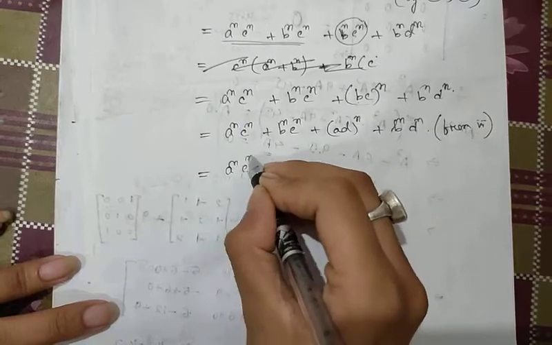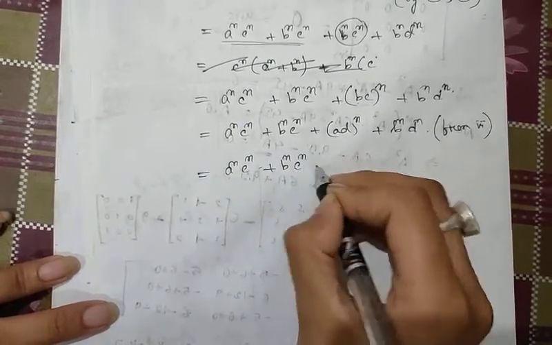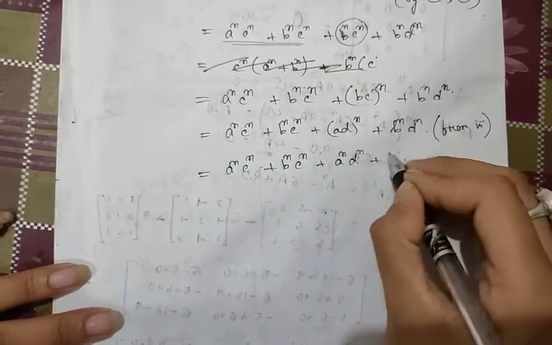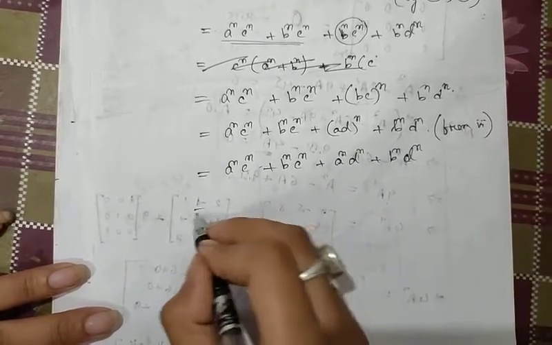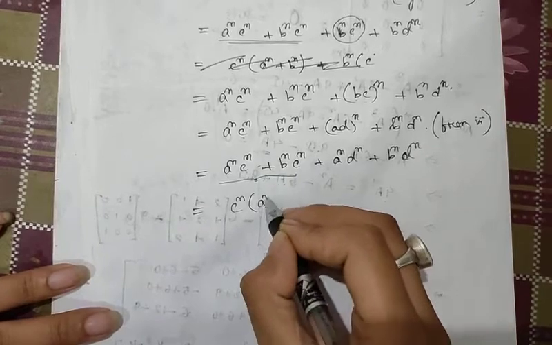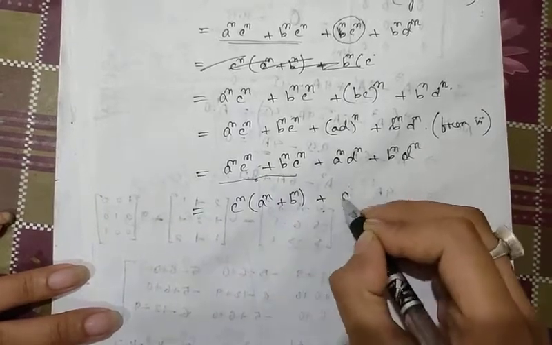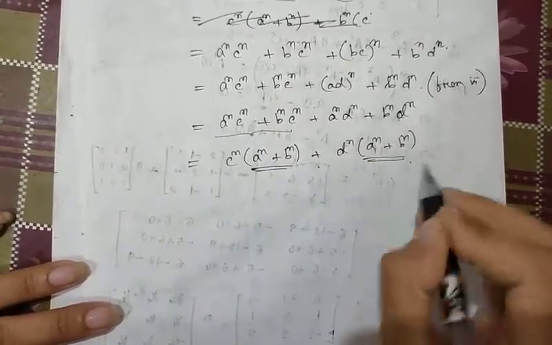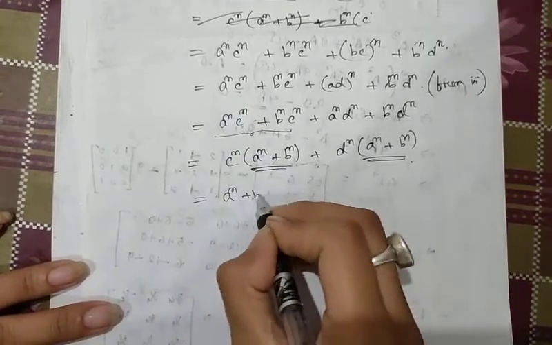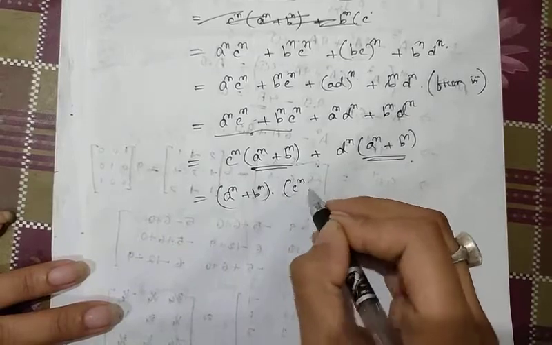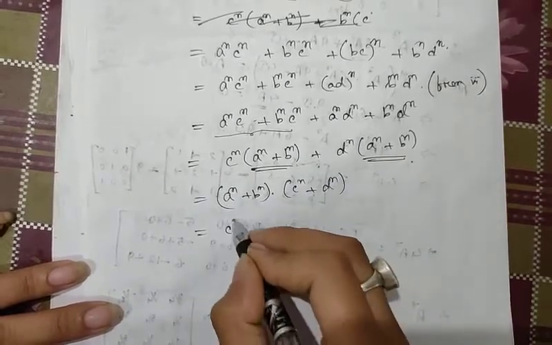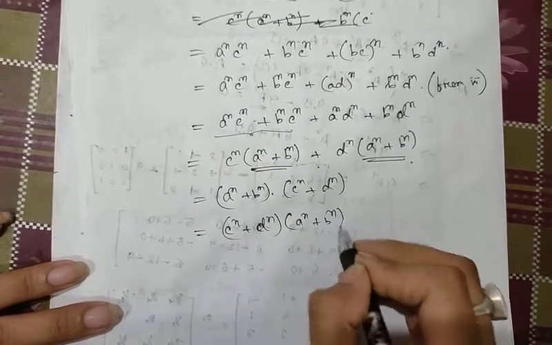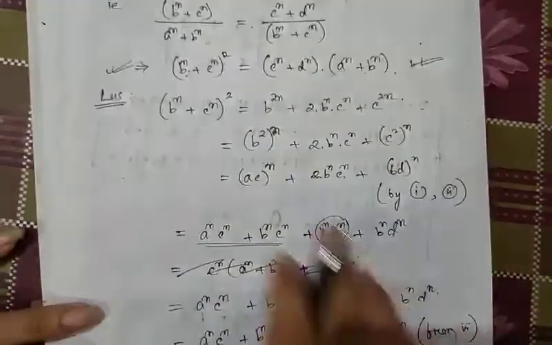So a to the power n, c to the power n, b to the power n, c to the power n, a to the power n, so from d to the power n plus b to the power n, d to the power n. So from here we take c to the power n common, a to the power n plus b to the power n, into c to the power n plus d to the power n. So this is actually equal to your right hand side.